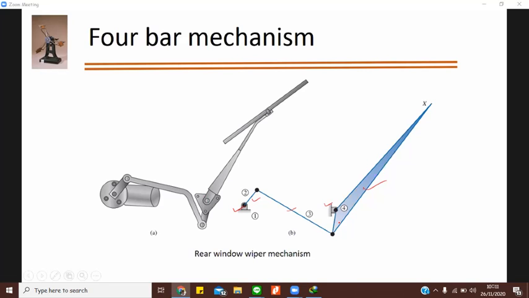So it's a 4-bar mechanism which works for the rear window wiper in your cars. It's most commonly used. So this is a very good example to understand the 4-bar mechanism, right?